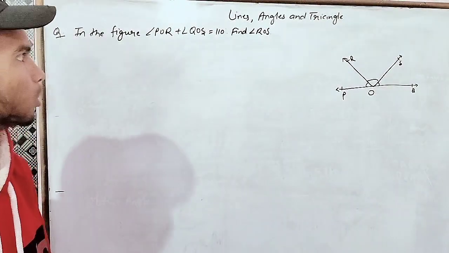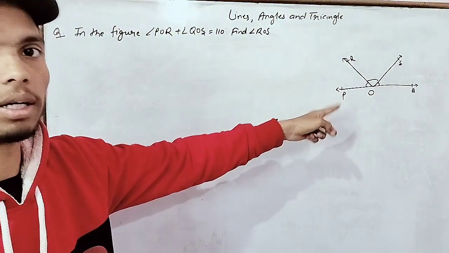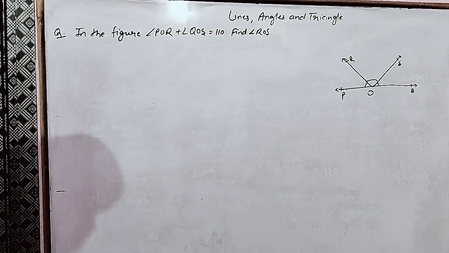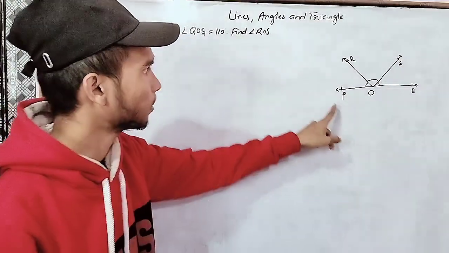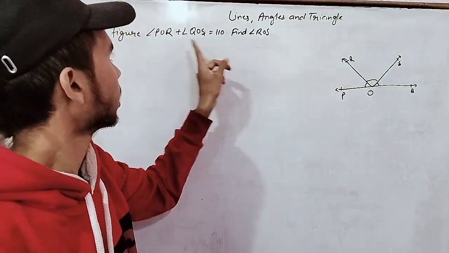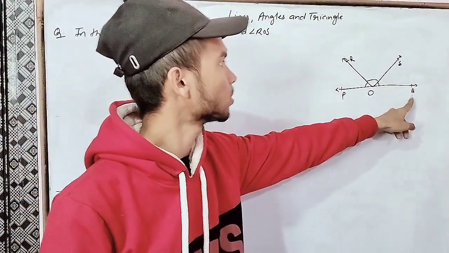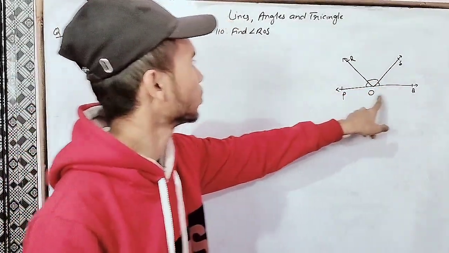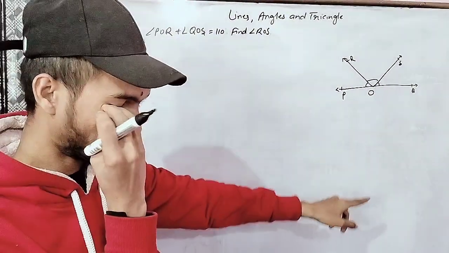Now, look at this question. The question is saying, in the given figure, we already have a given figure. It is saying angle POR and angle QOS, which is 110 degree.